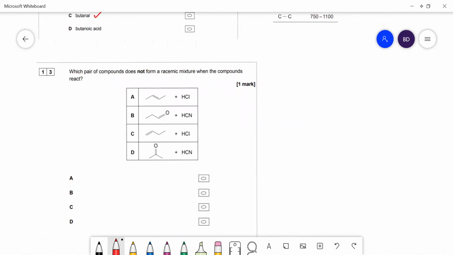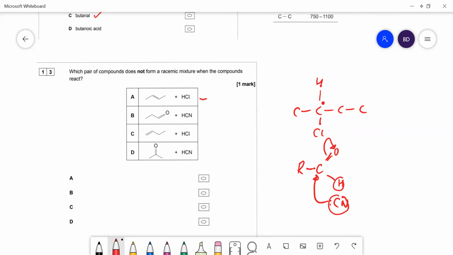Okay, which pair of compounds doesn't form a racemic mixture when the compounds react? Right, so we've got butene here, right? So what you're going to get is electrophilic addition. You're going to get 2-chlorobutane, and that does have an asymmetric carbon atom. Butanal, yeah, when CN minus reacts with that, that's going to go there. Nucleophilic addition. So you're going to have 4 different groups. You can have the cyanide, hydrogen, the R group, and that will turn into an alcohol. So that one does.